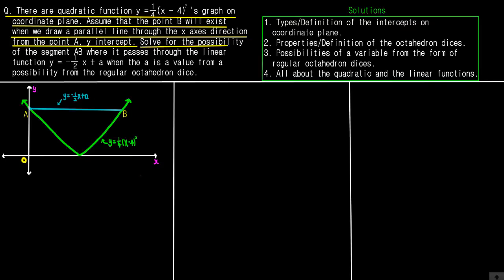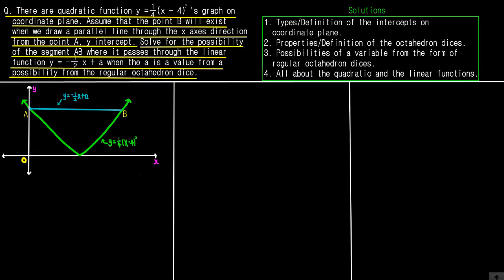Solve for the probability, this is our ultimate question, solve for the probability of a segment AB where it passes through the linear function. And what is the linear function? y is equal to 1/2 times x, so the linear function is 1/2 x plus a, where the a value comes from the probability of a regular octagon die.